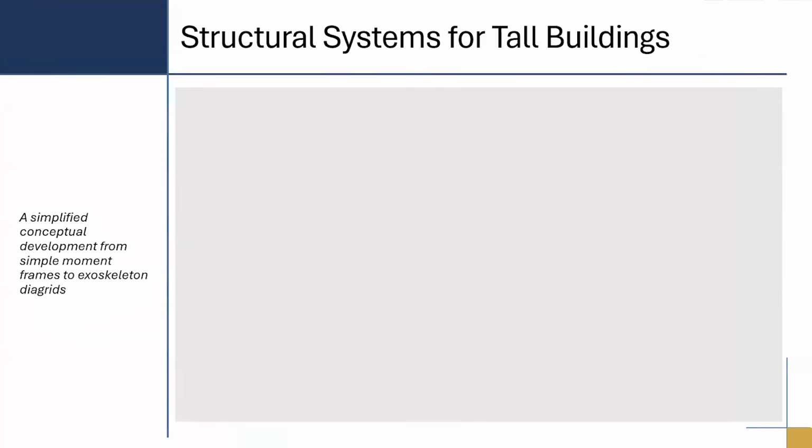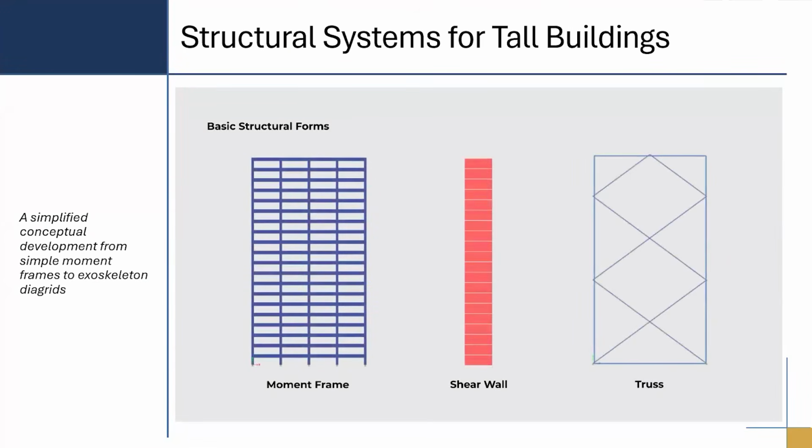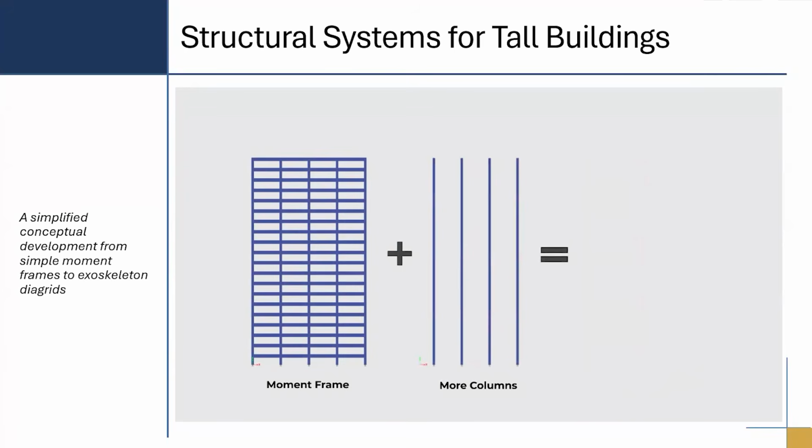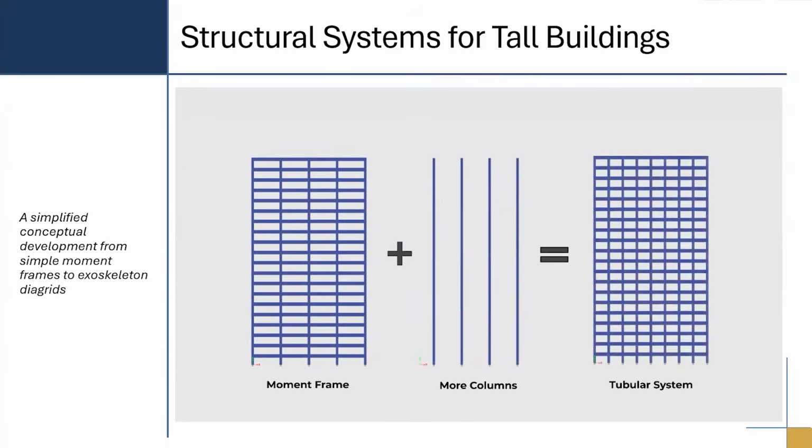So I created this small animation for you to see how we go from one to the other. Okay. So basic structural form, wall, we combine them, truss form, 3 forms. We combine this one together and we get the coupled wall system that we will talk about later. We combine the frame with more columns, we get the tubular systems.